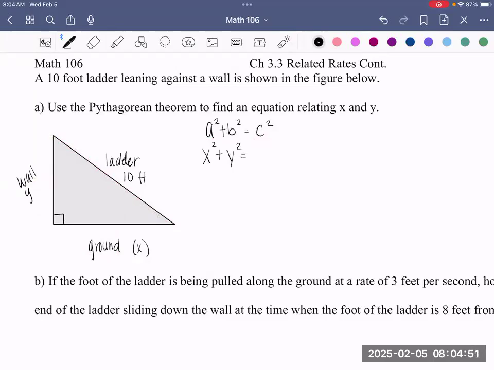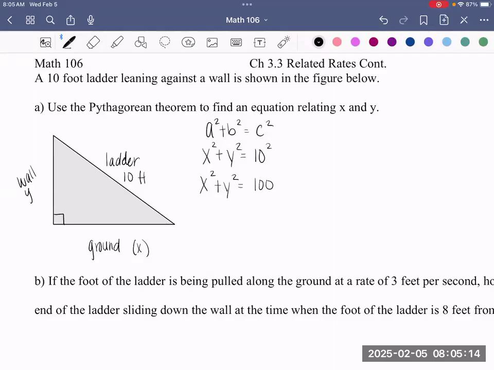And instead of c squared, we know how long your hypotenuse is. That would be our ladder. So we have 10 squared here. Now let's simplify that ever so slightly. We have x squared plus y squared is equal to 100. And just like that, we have created an equation relating x and y together.